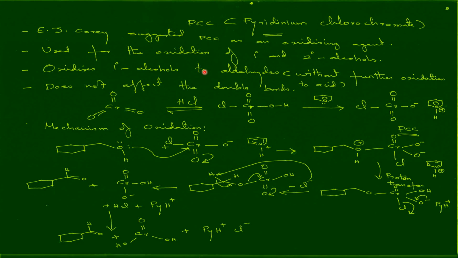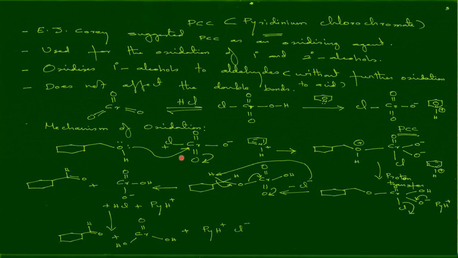Pyridinium chlorochromate is prepared from chromium 6 oxide. Chromium 6 oxide is treated with hydrochloric acid, ends up with chlorochromic acid, and this on treatment with pyridine forms pyridinium chlorochromate.